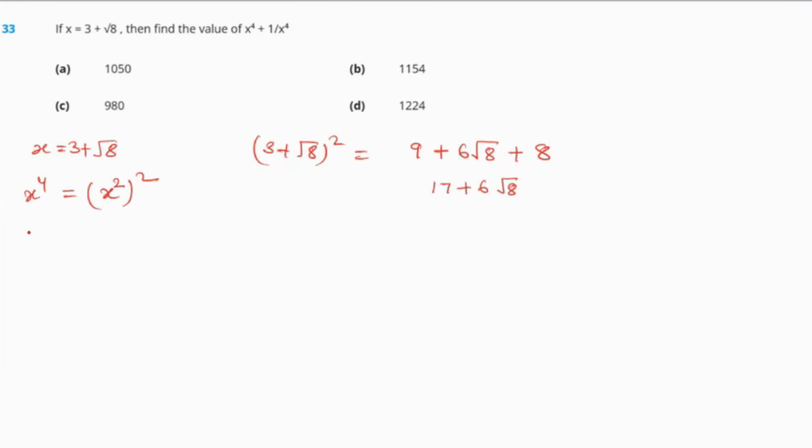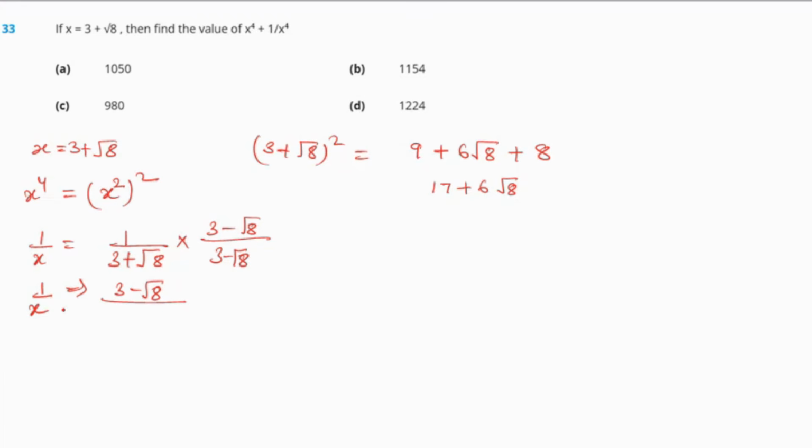Okay, now we need to figure out the value of 1 by x. So 1 by x is equal to what? 1 by 3 plus root 8. Okay, so for this we need to multiply it with 3 minus root 8 and 3 minus root 8 over here. So we are going to get 3 minus root 8 by 3 square, which is 9, 9 minus 8, that gives us 1. So we are going to get the value for 1 by x as 3 minus root 8.